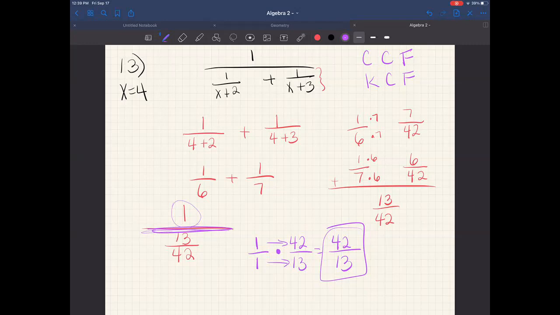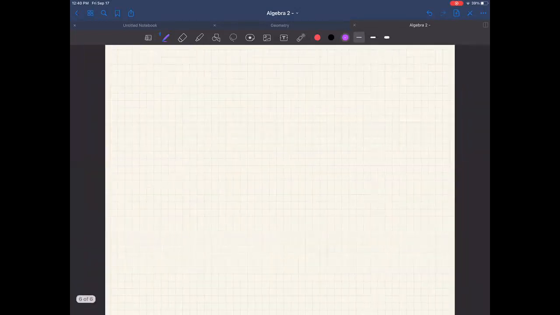A? No, not A. That is one, Phoebe. C is one of them. And D? And D, right? I'm looking for an answer that's going to be a fraction. C and D are not fractions. They're never going to become a fraction. So I'm looking for 42 over 13. Now I only have two options to go through. So which one do I want to start with, A or B?